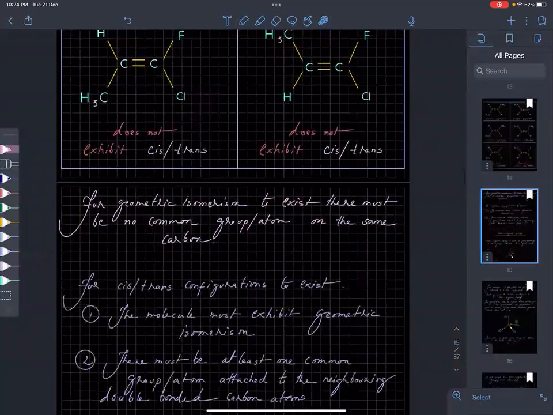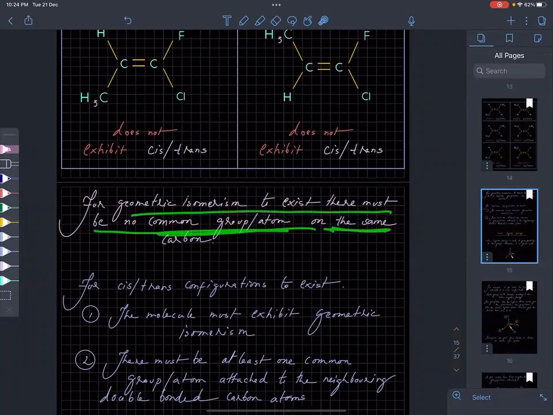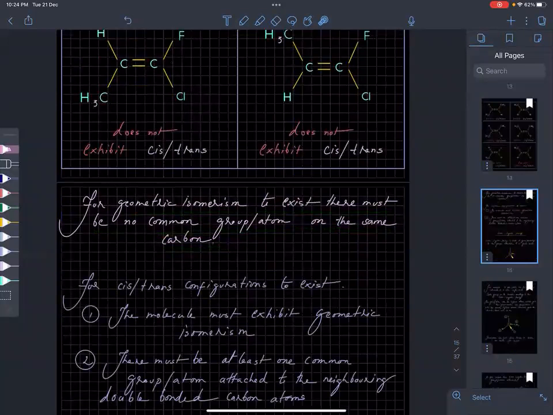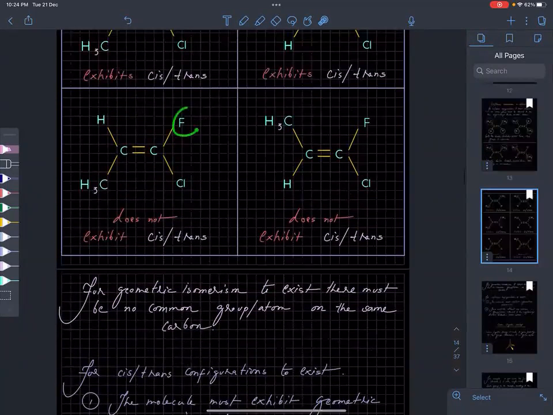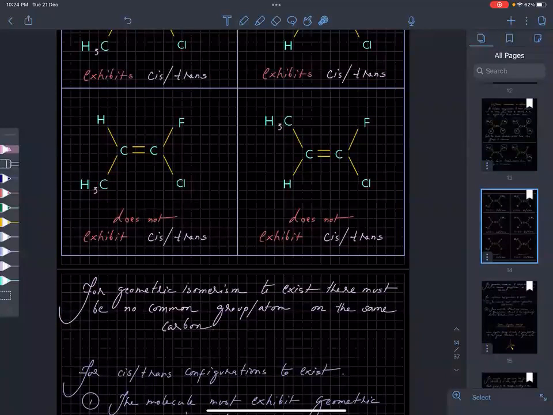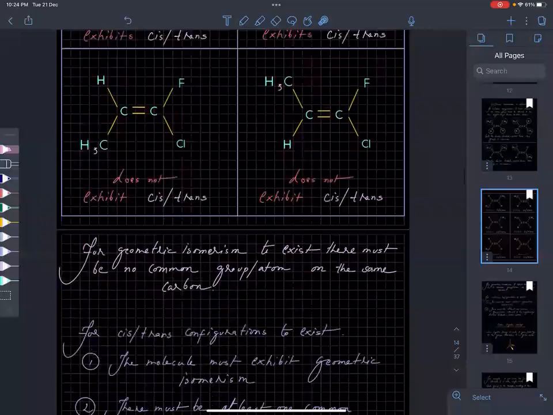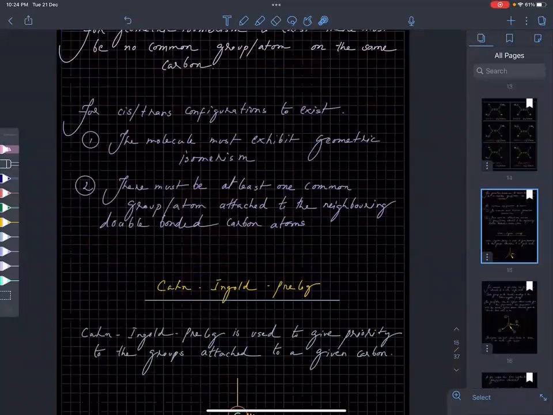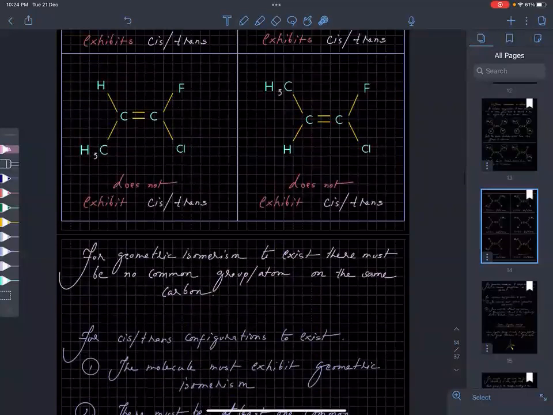For geometric isomerism to exist, there must be no common group on the same carbon. Clear? So here also no common group. Here also no common group. No common group, no common group. That means these must show geometrical isomerism. But this cannot be named cis and trans. So what to do in these kinds of cases?